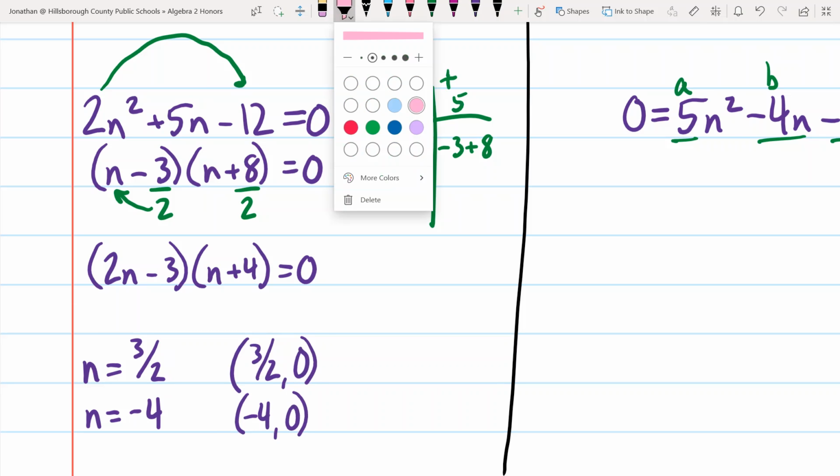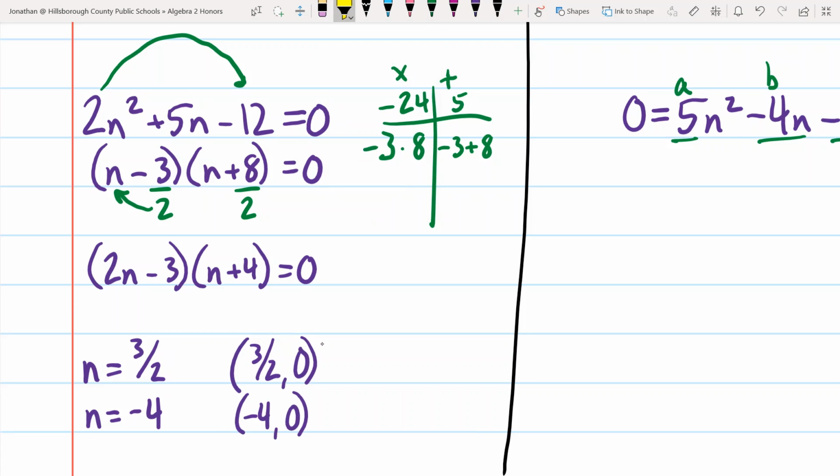And there we go. Let's use yellow again today. Classic.